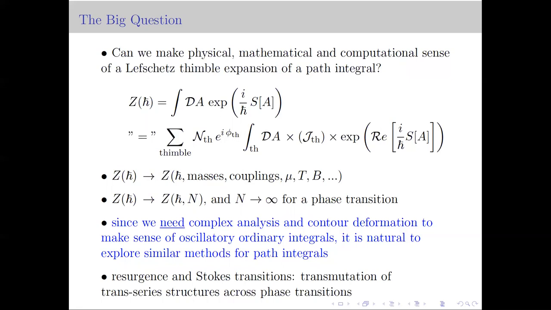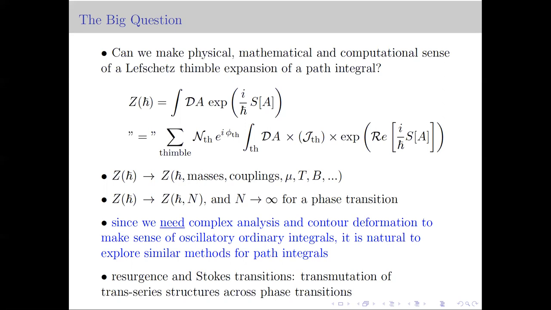Now, the story is even more complicated than that because in the Airy integral, of course, there's only one parameter, x. The Airy function is just a function of x. But of course, in real problems, we've got some coupling, but we've also got mass parameters, couplings, chemical potential, temperature, external magnetic field. There are all sorts of parameters that can vary that will change the saddle point structure and will affect the interpretation of this formula.